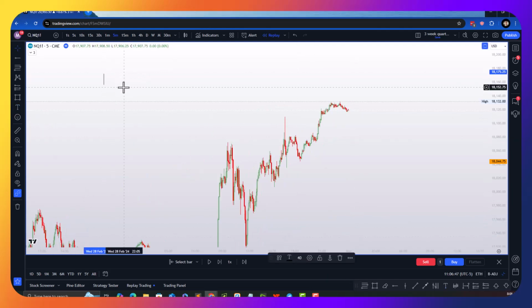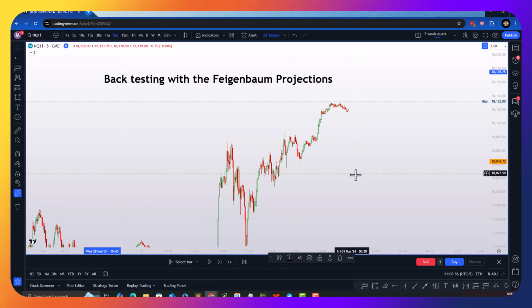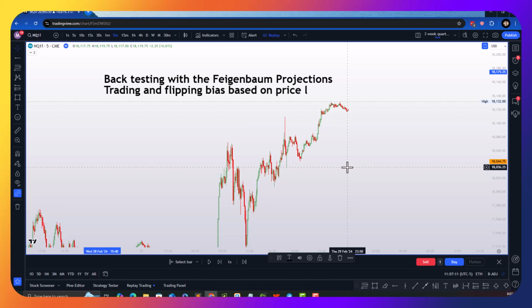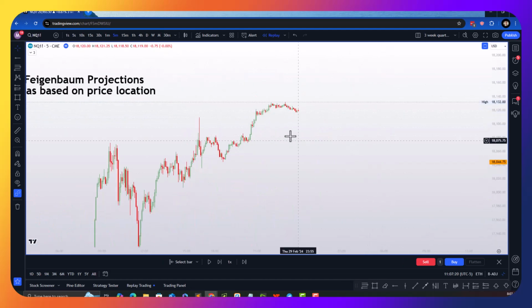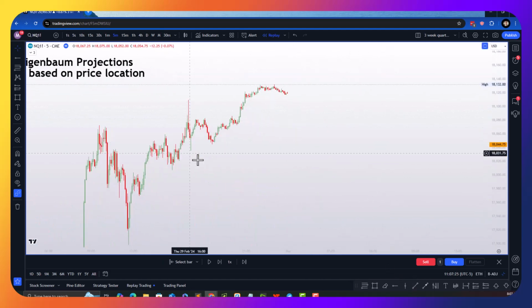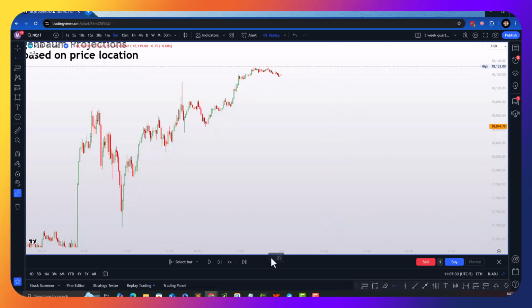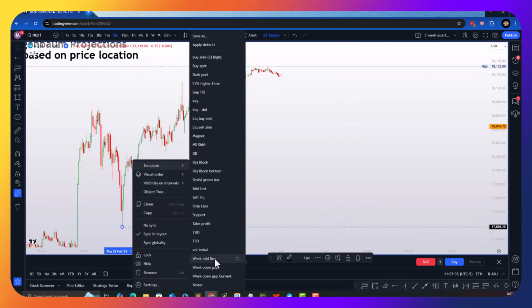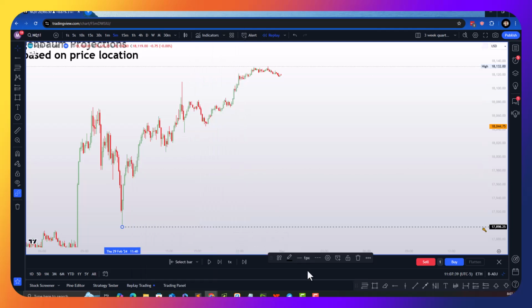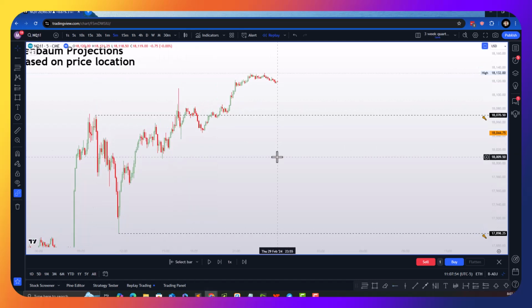Okay, in this video, I will go over Feigenbaum projections and show you how I plot them based on pre-market conditions. I typically like to plot them on the 5-minute chart. My idea here is that on typical bullish days, we'll hold over the initial condition and visit the upper zones, +2 and possibly +3. And on bearish days, we'll hold under the initial condition and get to -2 or -3.